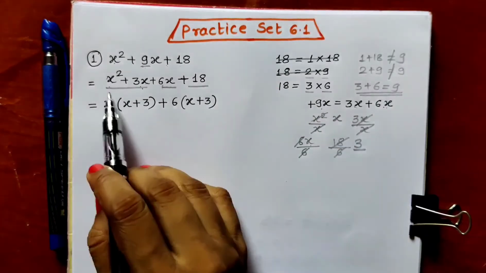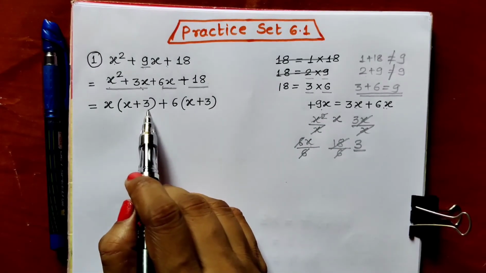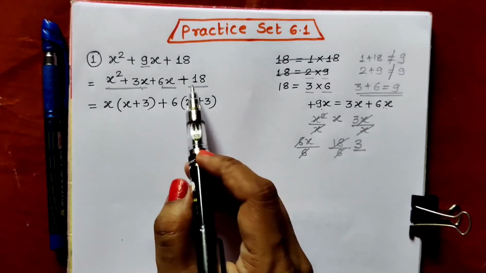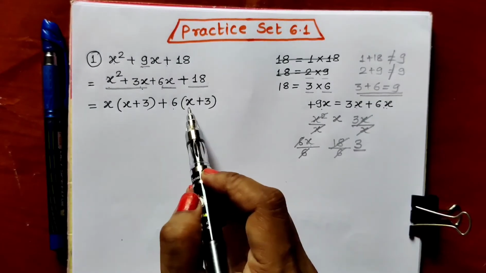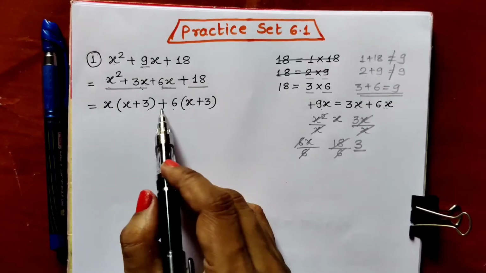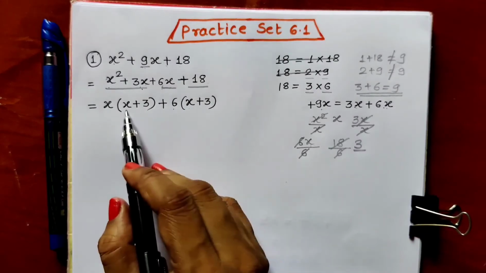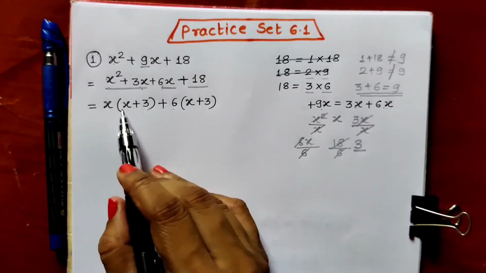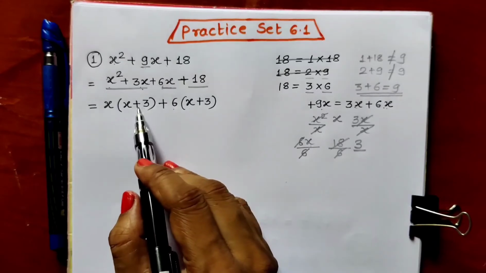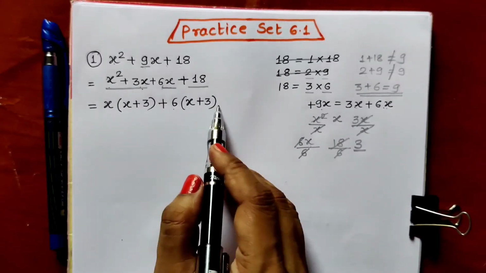In this way, from first and second term we have taken out common. Remaining terms is written inside the bracket. From third and fourth term we have taken out common. Remaining terms is written inside the bracket. If you observe this step, you can see that this bracket is common. Common means what? It is same. Bracket is same. Both the terms are same. The sign inside the bracket is also same. So this bracket can be taken out common.